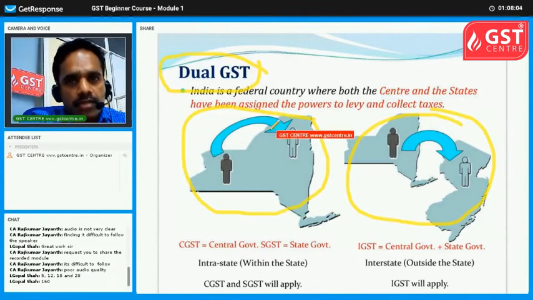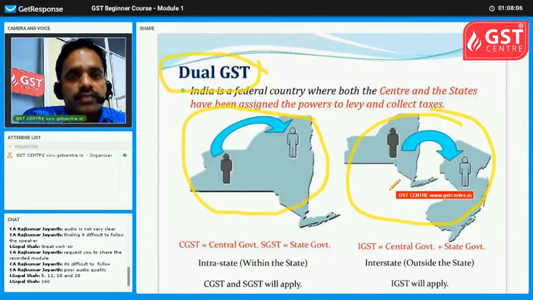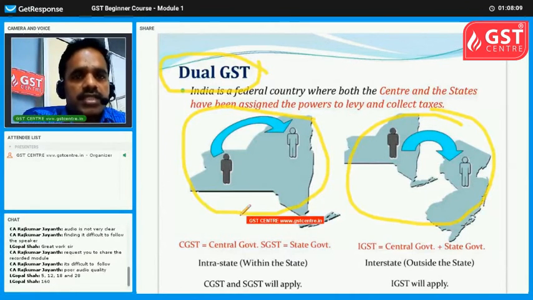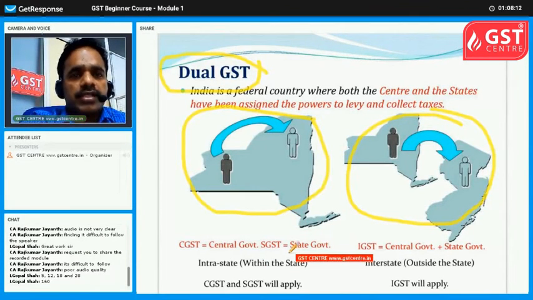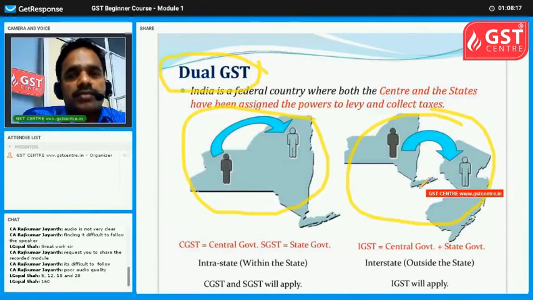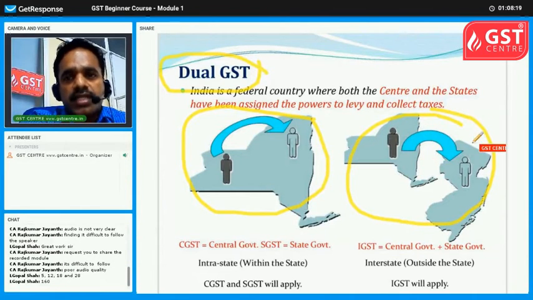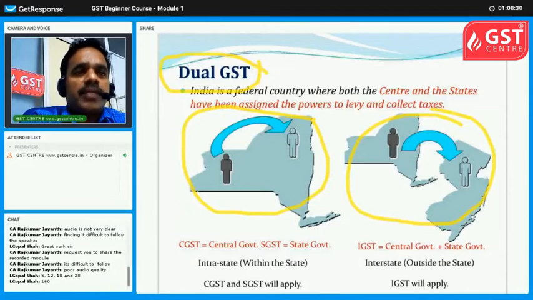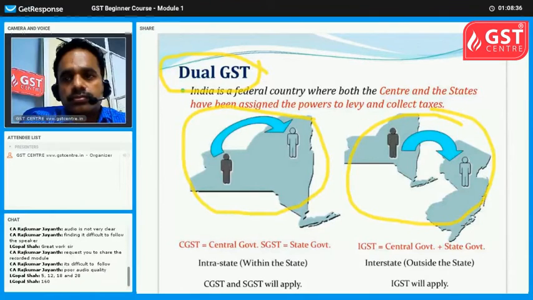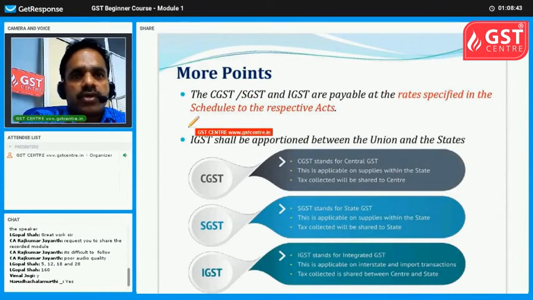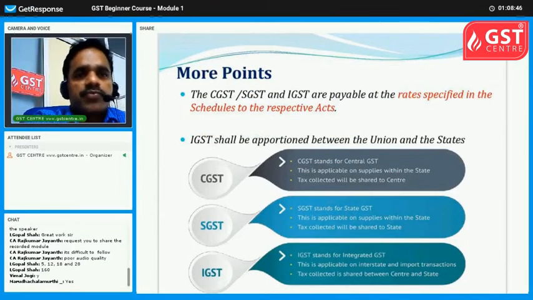So there are two scenarios, intrastate and interstate. In intrastate, within the state, CGST and SGST will be applied. CGST will go to the central government and SGST will go to the state government. In the second scenario, from one state to another state, interstate, IGST will be applied, that is Integrated Goods and Services Tax. It will be divided among the central government and state government. Hope the points are clear to you. Again, there are various rates for CGST, SGST and IGST.